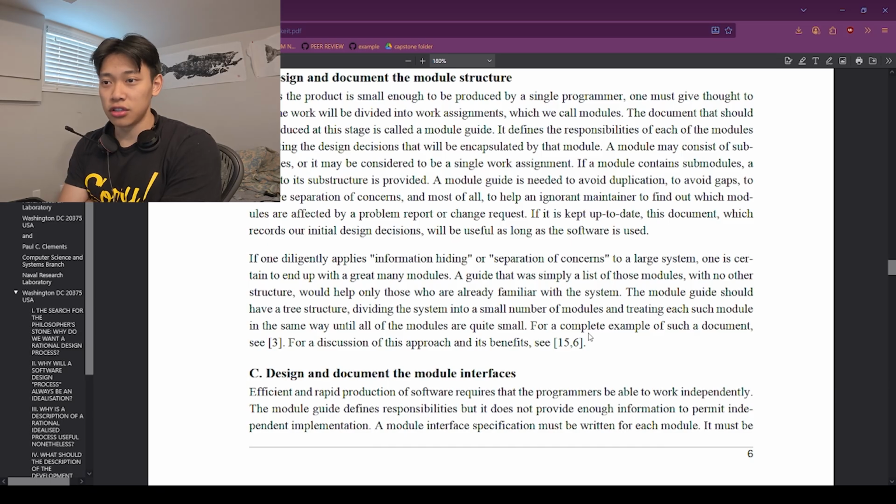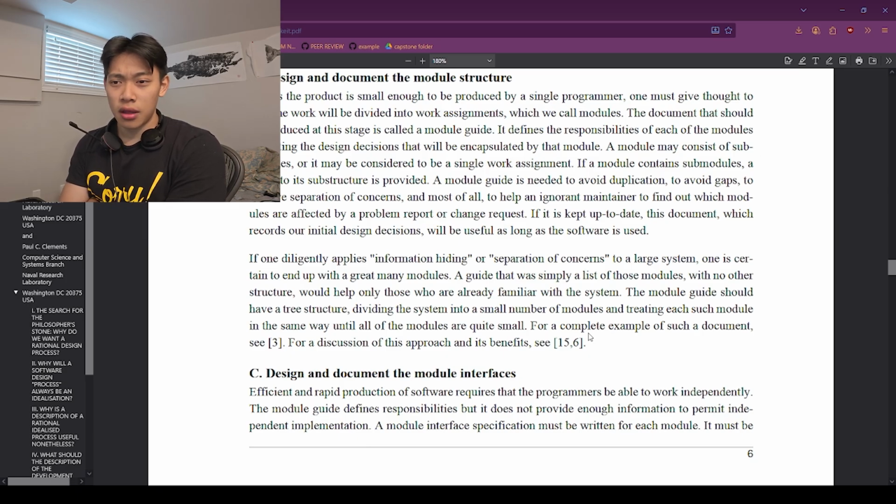A module guide is needed to avoid duplication, to avoid gaps, to achieve separation of concerns, but most of all, to help an ignorant maintainer to find out which modules are affected by a problem or change request. If it is kept up to date, this document, which records our initial design decisions, will be useful as long as the software is used. If one diligently applies information hiding or separation of concerns to a large system, one is certain to end up with a great many modules.